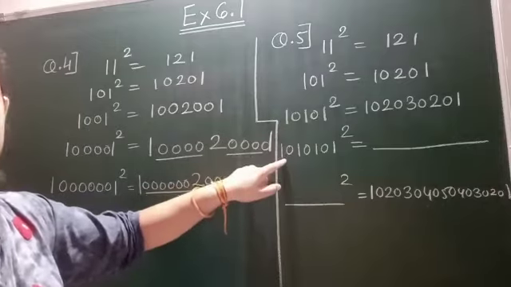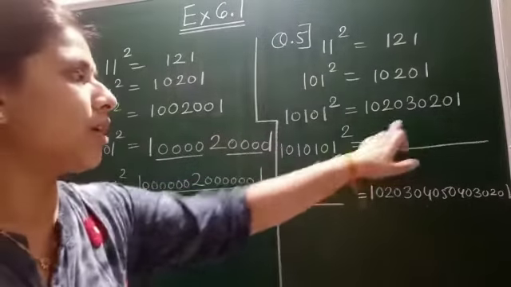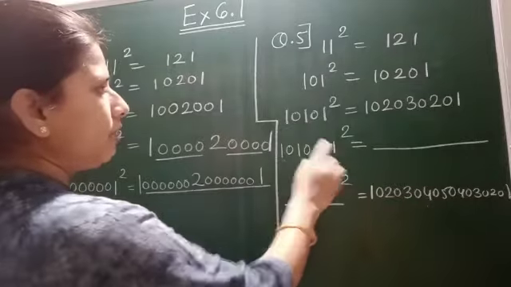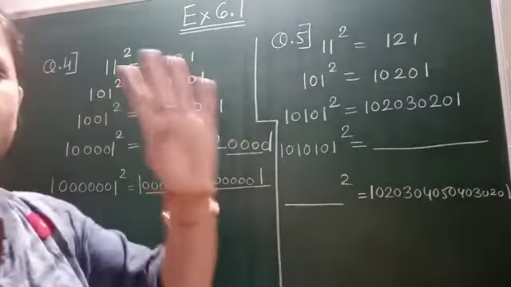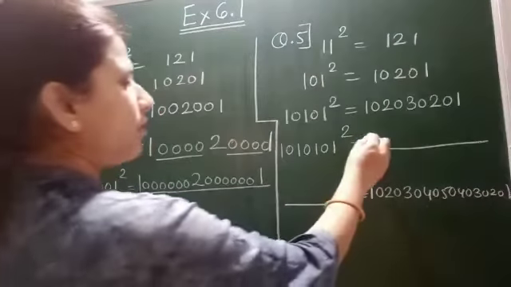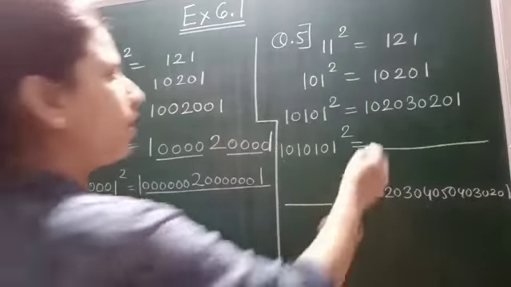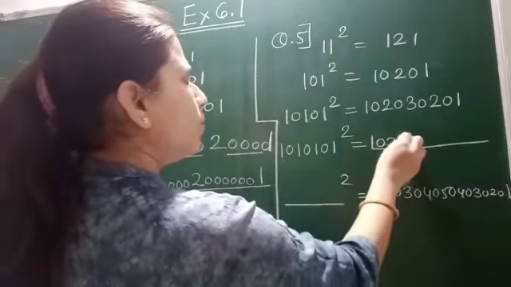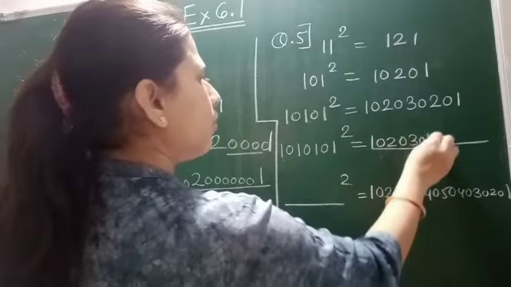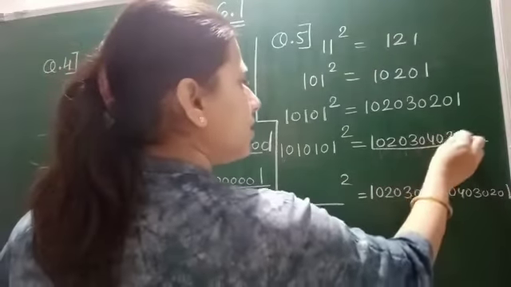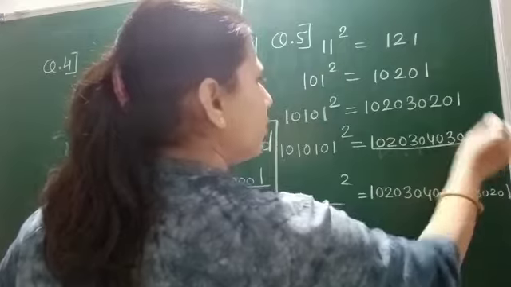So in the next step, what will we write in this blank place? 1, 2, 3, 4. There are 4 ones. So we will proceed up to 4, then we will decrease up to 1. 1, 0, 2, 0, 3, 0, 4, 0. Then decreasing: 3, 0, 2, 0, 1.